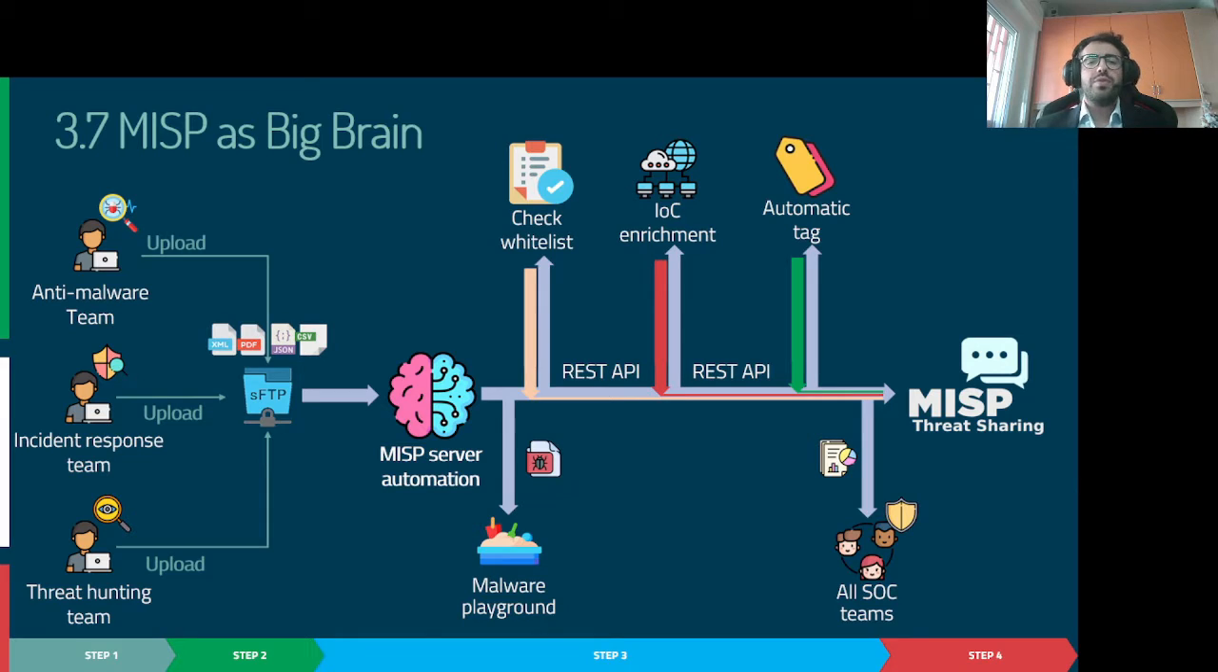At the end of the steps, the brain is concerned with preparing a report where it shares all the information uploaded and summarized. All the IOCs uploaded by the various teams, with their samples, their enrichment and controls, are automatically uploaded to the MISP.